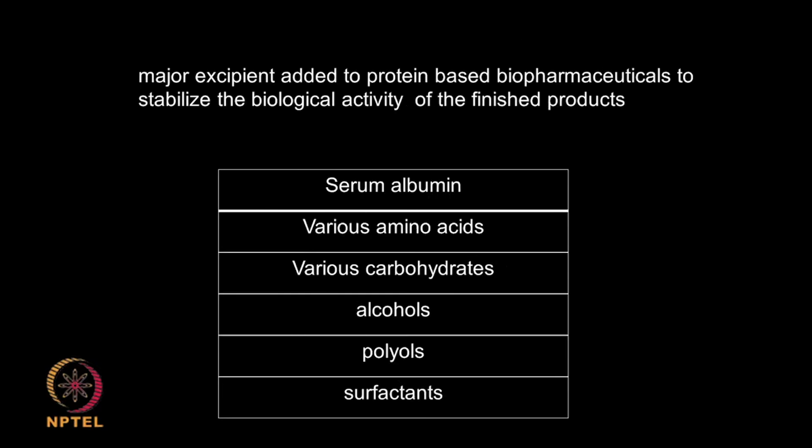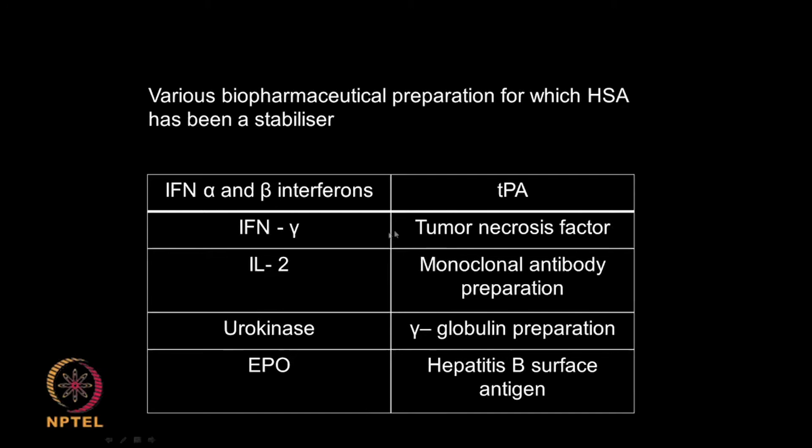So it does not get denatured, or it does not allow the protein to aggregate. There are many excipients added to proteins, especially in biopharmaceutical industries, which stabilize them, like serum albumin, various amino acids, various carbohydrates, alcohols, polyols, surfactants. All these help especially when they are added during the finished product stage to stabilize biopharmaceutical products.